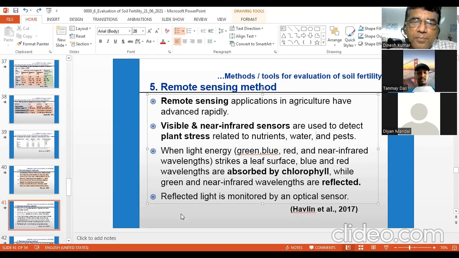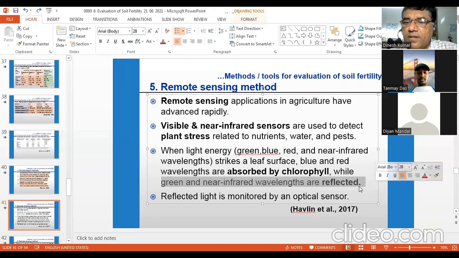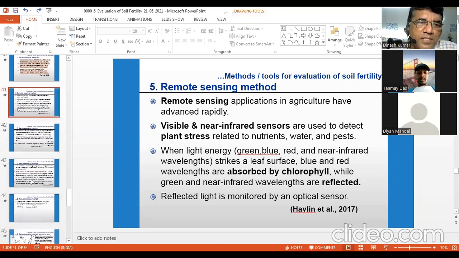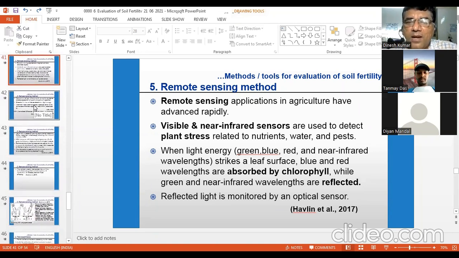The fundamental principle employed here is that when light energy of green, blue, red, and near infrared wavelengths strikes a leaf surface, blue and red wavelengths are absorbed by chlorophyll, while green and near infrared wavelengths are reflected from the plant surface, and the reflected light is monitored by an optical sensor. So you can know what the input of a particular light is and what the output is. Output means reflection: how much is absorbed and how much is reflected, for both blue and red, as well as for green and near infrared.